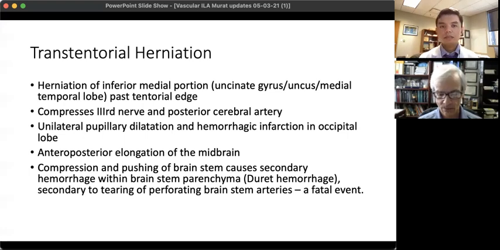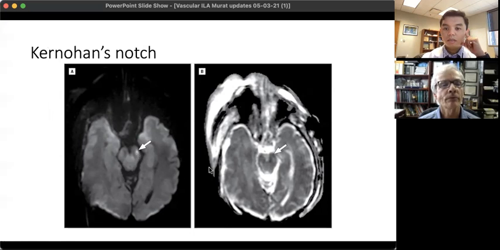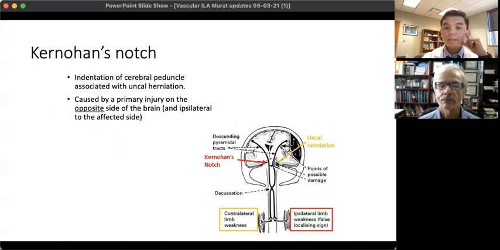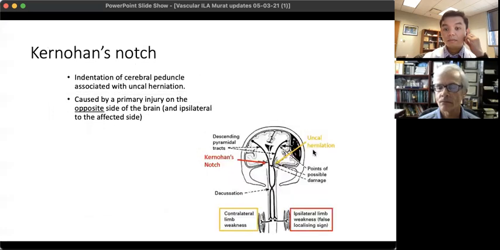Yes, before we get into some of the pictures, we should mention one thing called the Kernohan's notch. So here's an MRI of it. You can see some of the brightness on this here, right on the midbrain. What happens there is you have this indentation of the cerebral peduncle, which is why it's bright. And it can be confusing when you see these patients, because we have this increased pressure, and then you get this ipsilateral weakness that happens from that.